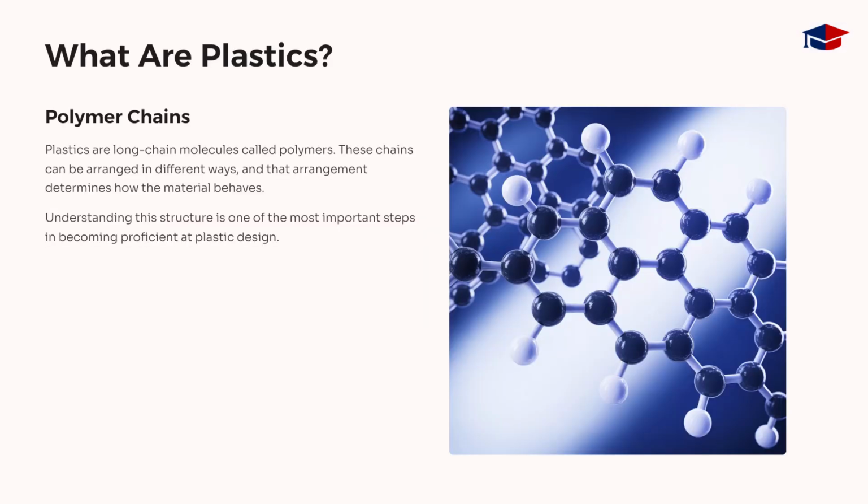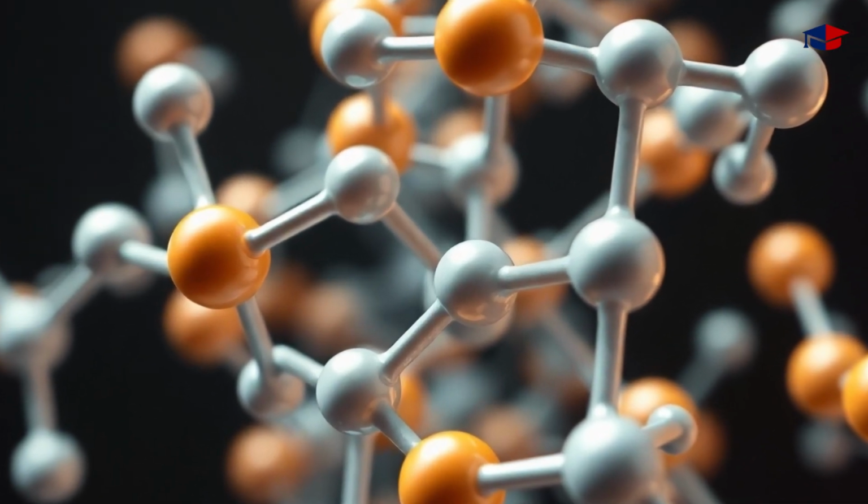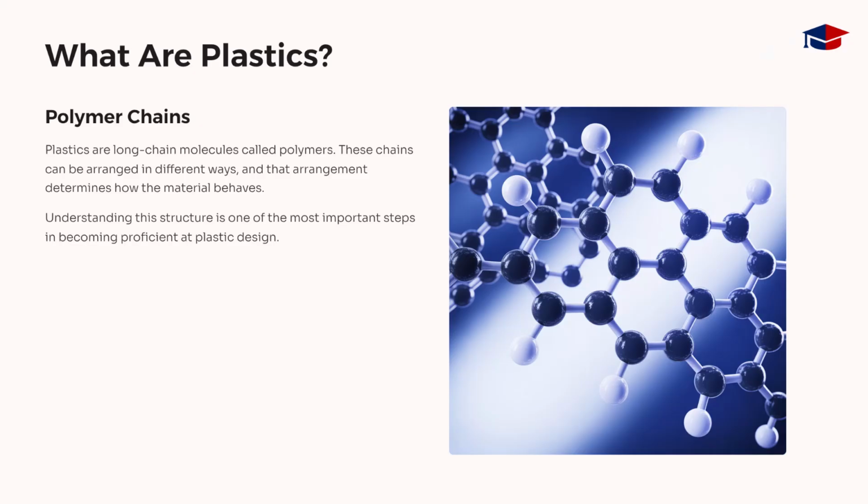At the most fundamental level, plastics are made of long chain molecules called polymers. The way these chains are arranged inside the material determines almost everything about how the plastic behaves. Based on this internal structure, most engineering plastics fall into two broad categories: amorphous plastics and semi-crystalline plastics. Once you understand this distinction, many design decisions start making sense automatically.